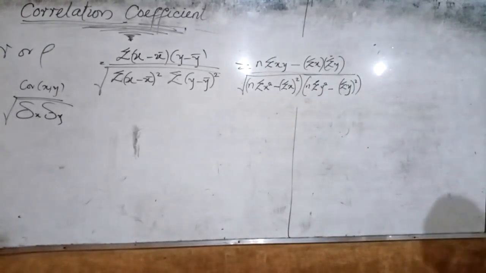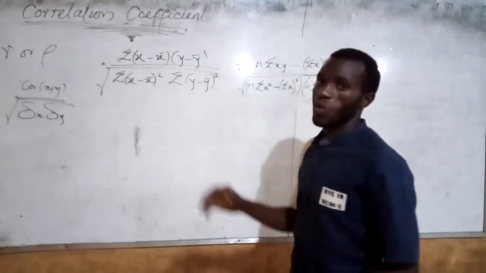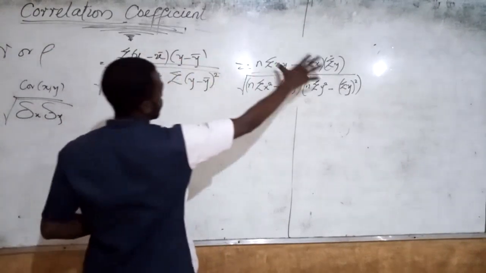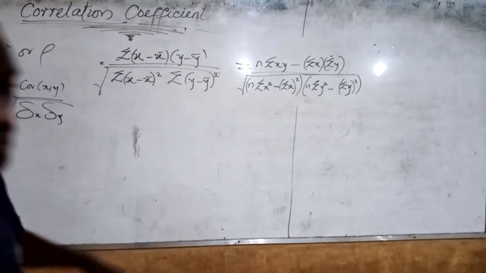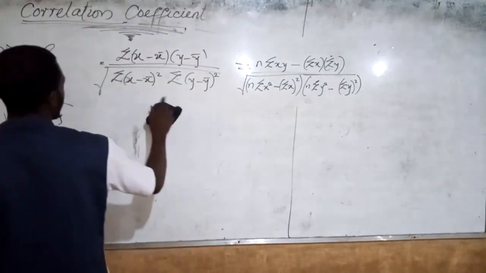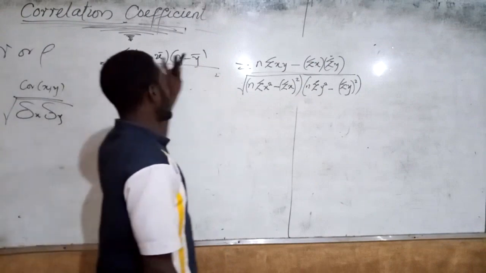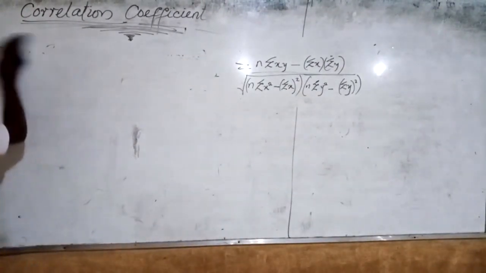So how is this formula equal to this? That is what we want to prove. So let's prove that this formula is equal to this. I'm going to be cleaning this segment. We know that the numerator is this, so we start from the numerator.